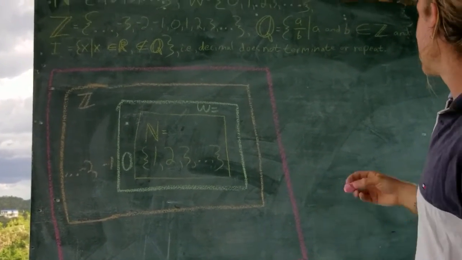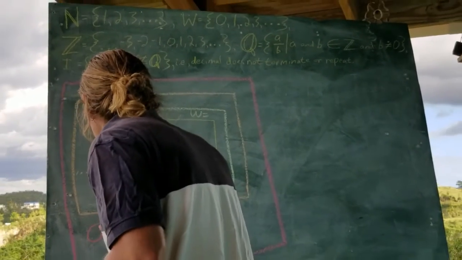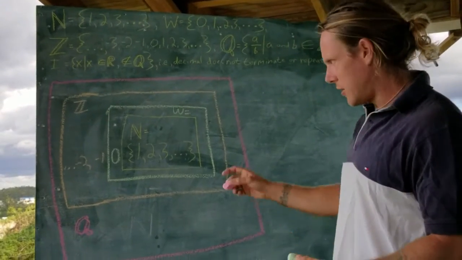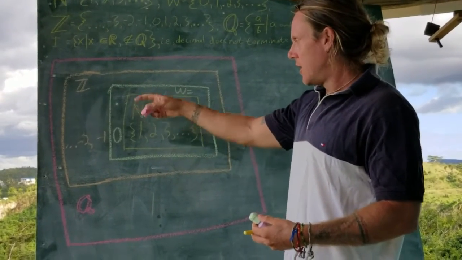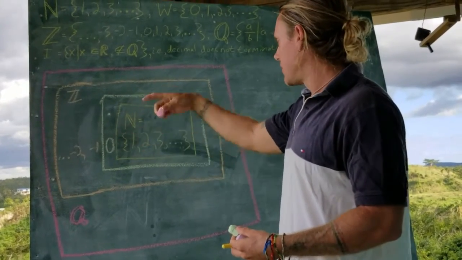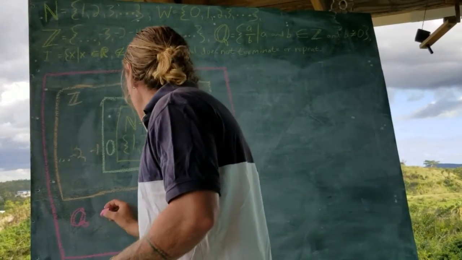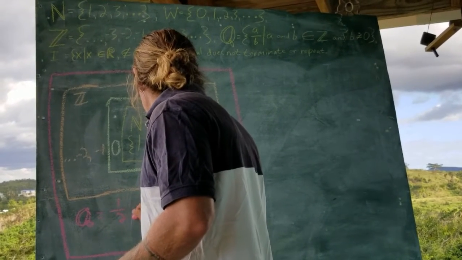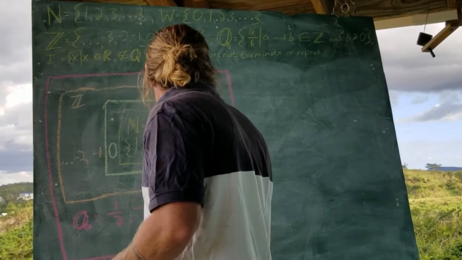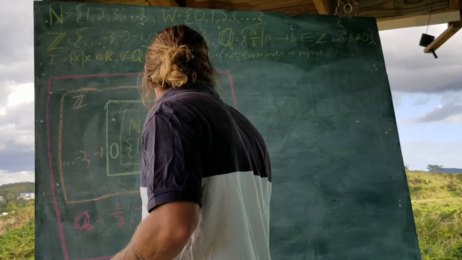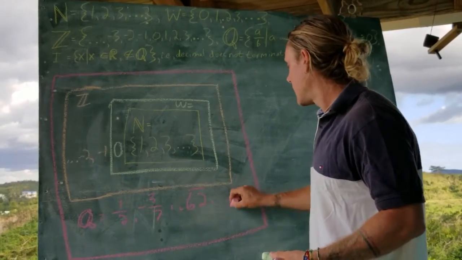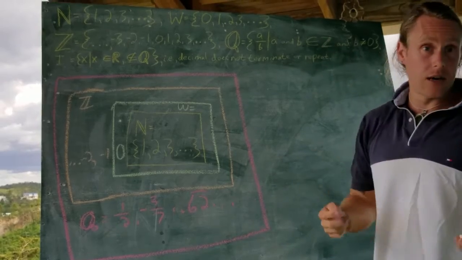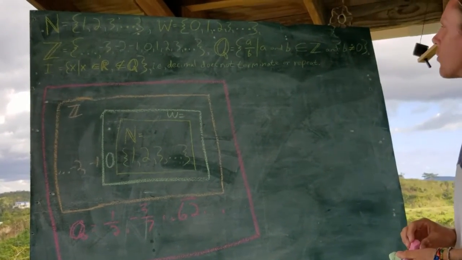The red set is the set of rational numbers, and those include, in addition to the elements which are in the integers, the wholes, and the natural numbers, things like 1/2, -3/7, 0.62 repeated, etc. All numbers that can be written as a over b, where a and b are integers and b is not 0.